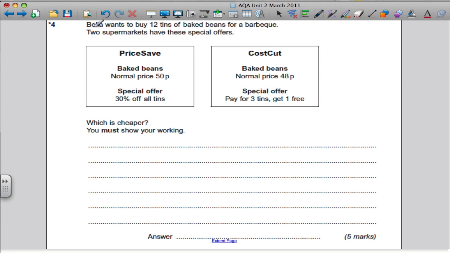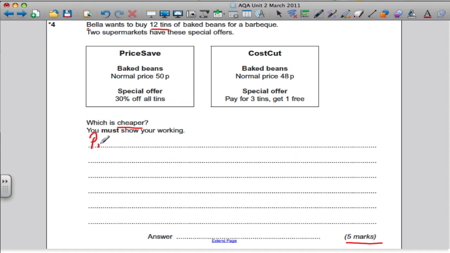Question 4. Bella wants to buy 12 tins of baked beans for a barbecue. The two supermarkets have the following special offer. Which is cheaper? It's a 5-mark question. Do you remember at the end to state which is cheaper? Even if your calculations show which is cheaper, state which is cheaper for a mark.